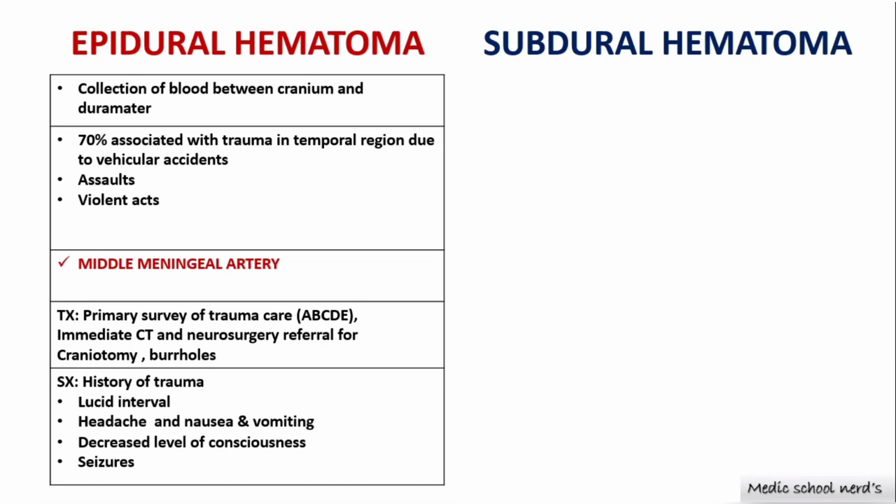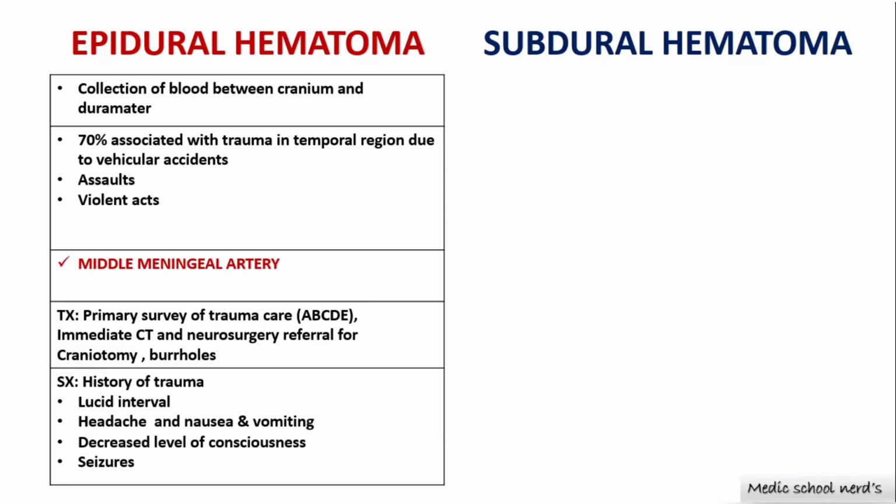So this is usually 70% associated with vehicular accidents, and it can also be associated with assaults and violent acts, wrestling also. Some of the cases have shown, during boxing or wrestling, in the temporal region, an epidural hematoma in the wrestlers, and most commonly this is due to a middle meningeal artery tear and hematoma formation.